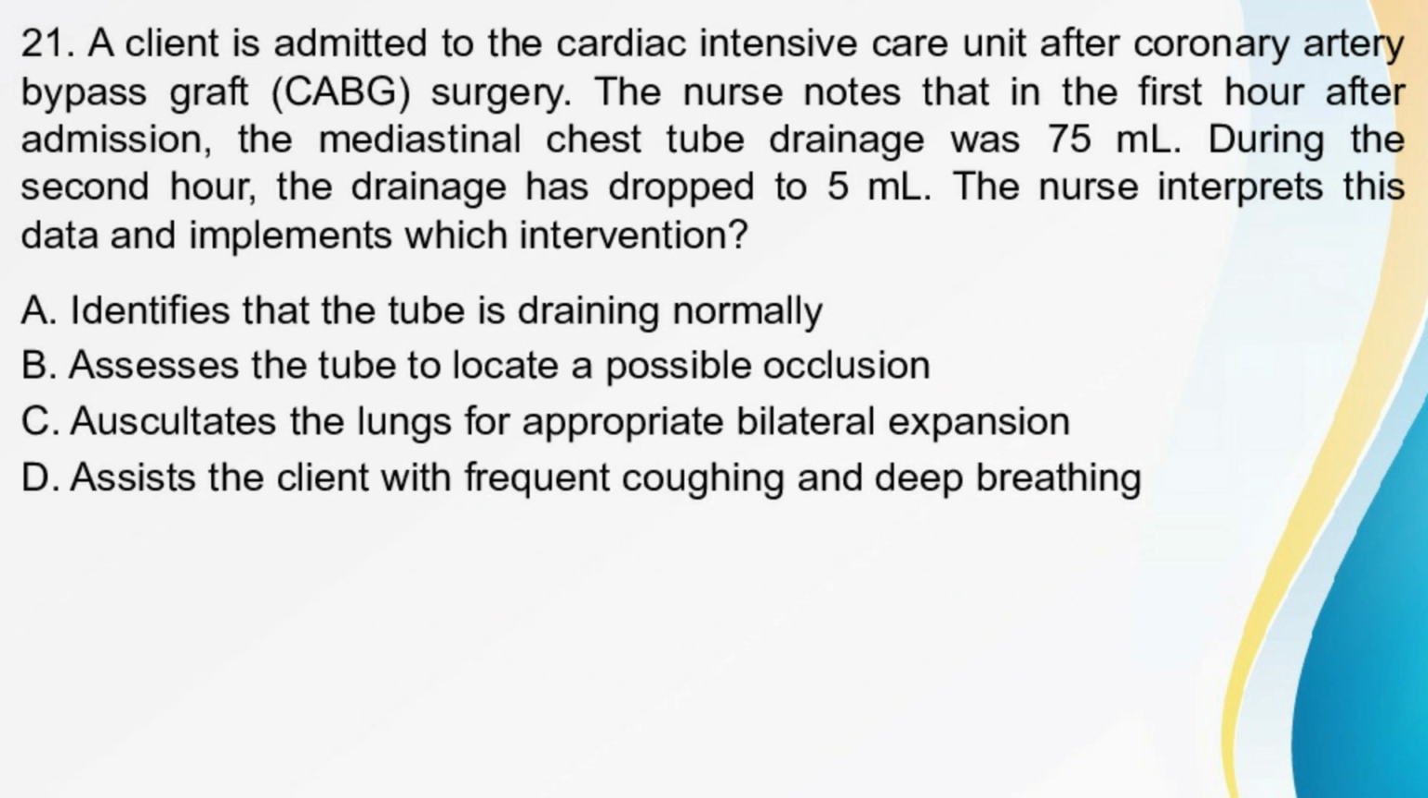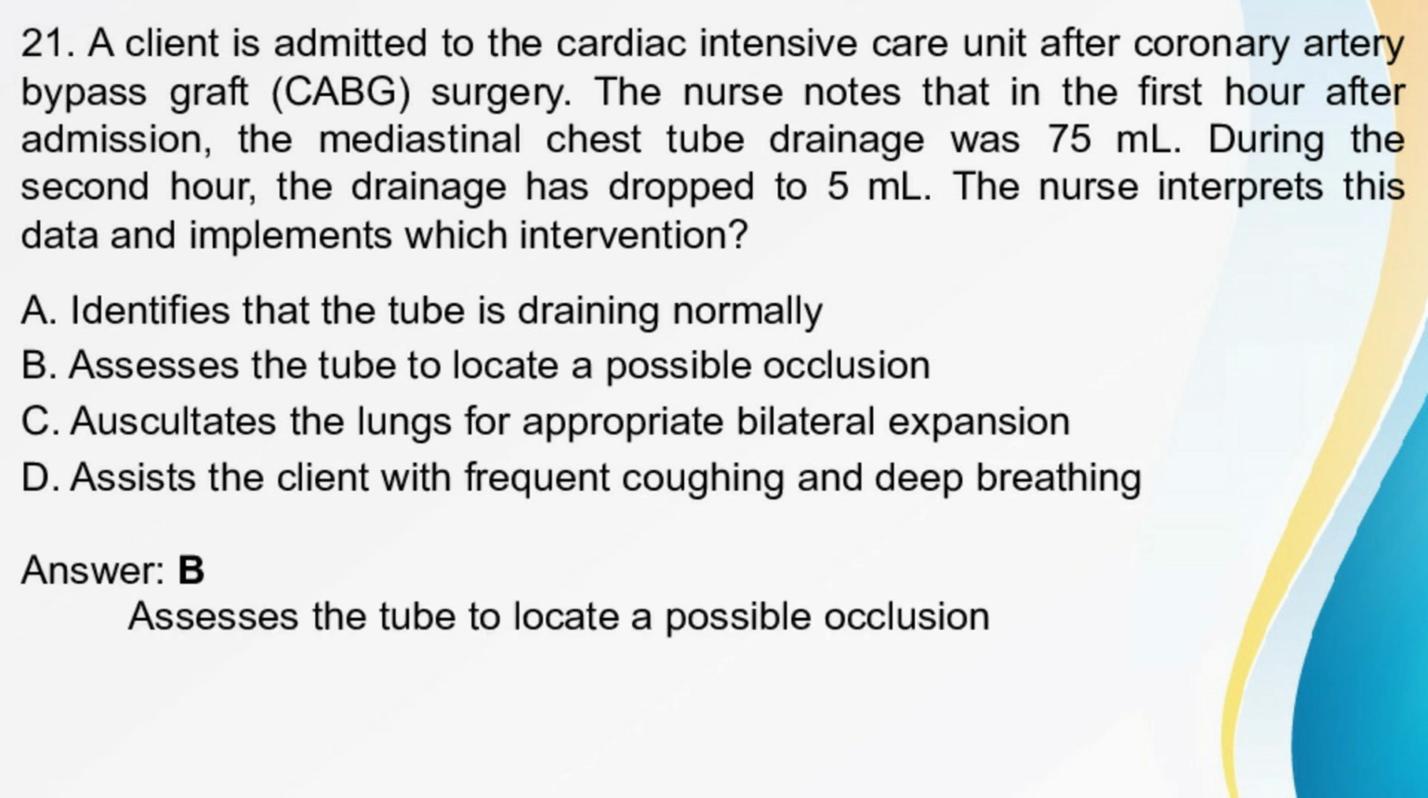Question number 21. A client is admitted to the cardiac intensive care unit after coronary artery bypass graft (CABG) surgery. The nurse notes that in the first hour after admission, the mediastinal chest tube drainage was 75 milliliters. During the second hour, the drainage has dropped to 5 milliliters. The nurse interprets this data and implements which intervention? A. Identifies that the tube is draining normally. B. Assesses the tube to locate a possible occlusion. C. Auscultates the lungs for appropriate bilateral expansion. D. Assists the client with frequent coughing and deep breathing.